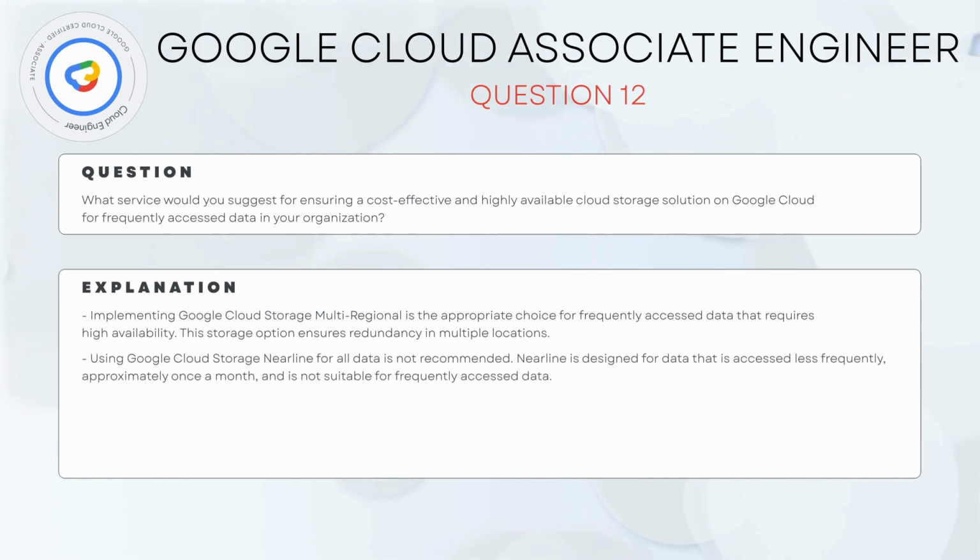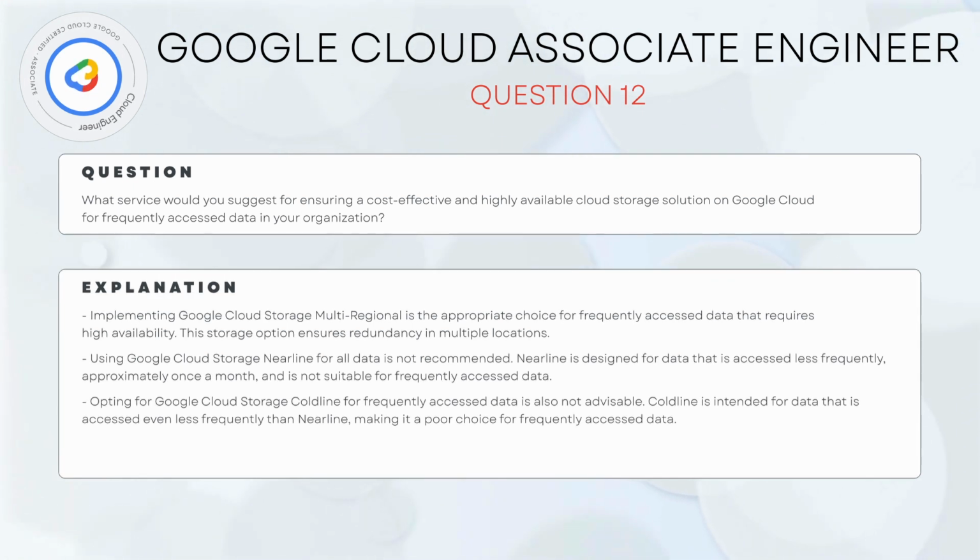Using Google Cloud Storage Nearline for all data is not recommended. Nearline is designed for data that is accessed less frequently, approximately once a month, and is not suitable for frequently accessed data. Opting for Google Cloud Storage Coldline for frequently accessed data is also not advisable. Coldline is intended for data that is accessed even less frequently than Nearline, making it a poor choice for frequently accessed data.